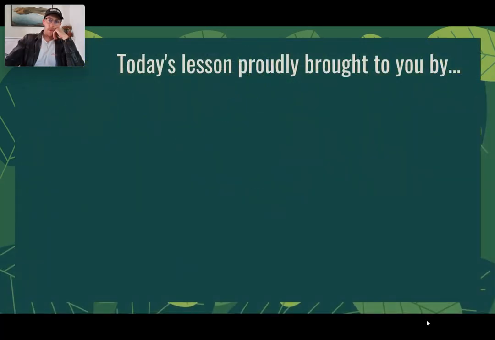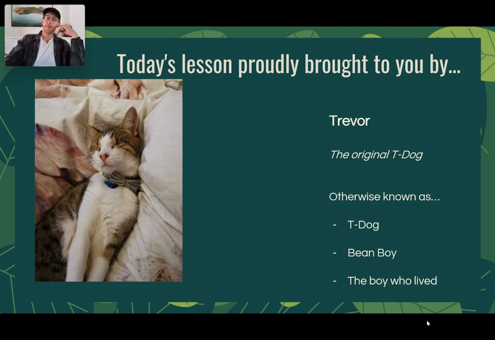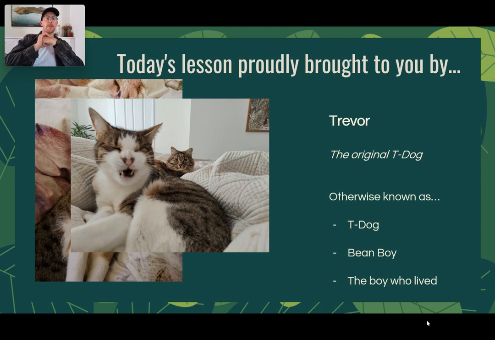So our lesson set of lessons this week is actually brought to you by the second cat in the series of cats that belong to my house, Trevor. So Trevor was originally T-Dog as his first nickname. So I would like to think of him as the original T-Dog before students started calling me T-Dog at school. But my wife also calls him Bean Boy or the boy who lives. So Bean Boy referring to his little toe beans. She thinks they are the cutest out of all of our cats. And the boy who lived being a little cheeky reference to Harry Potter.